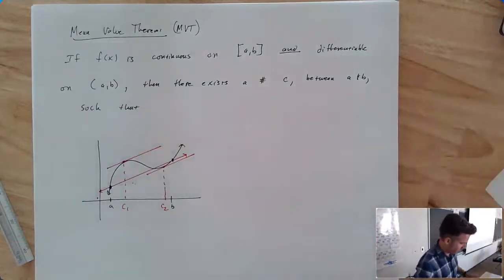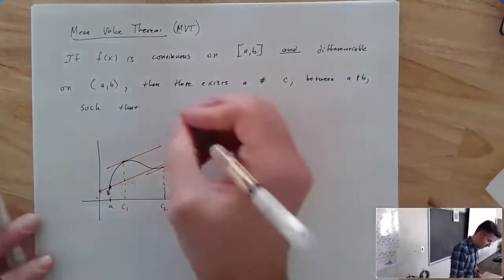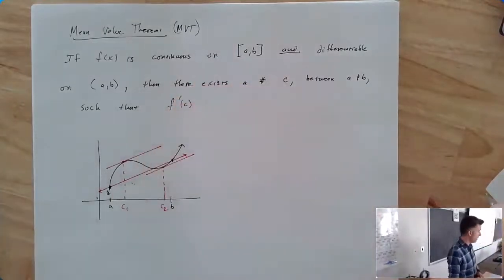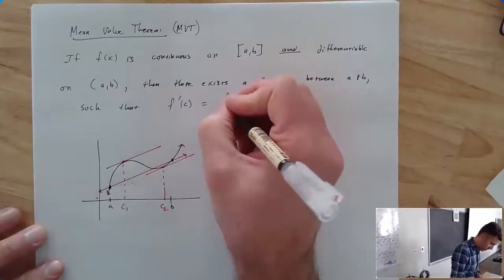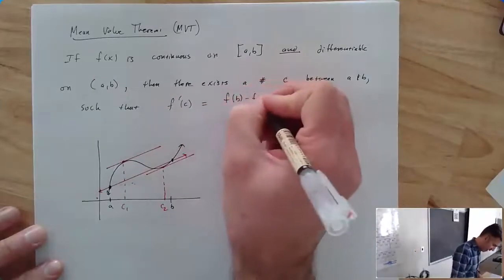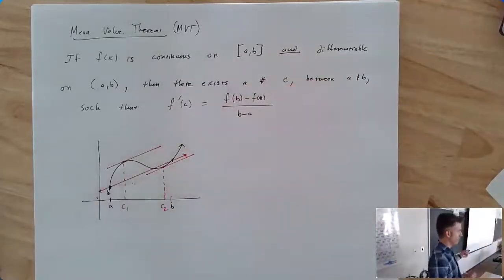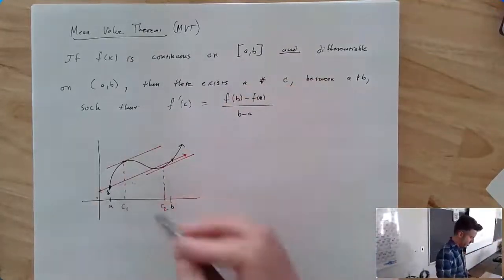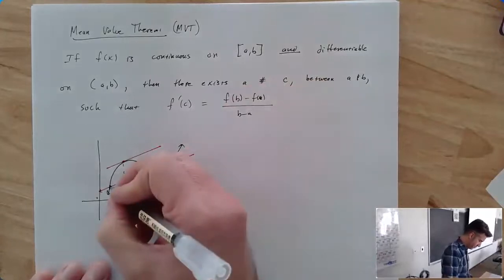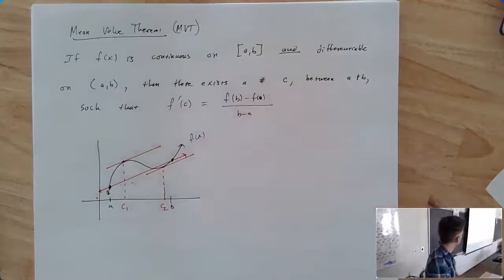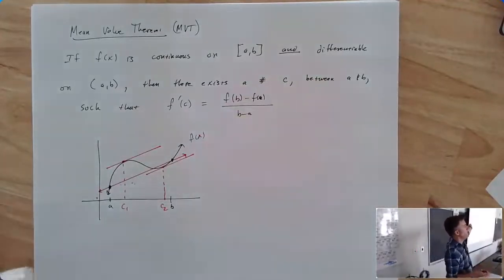Mathematically, we say there is a C somewhere between A and B such that f prime of C, the slope of the tangent line at C, is equal to f of B minus f of A over B minus A. The slope of the line connecting the points, the endpoints. That is your mean value theorem. Or in other words, there's a place where the instantaneous rate of change is equal to the average rate of change.